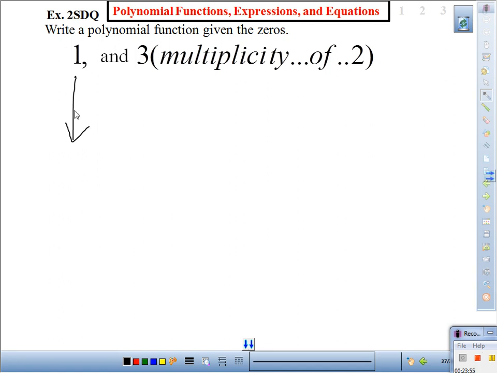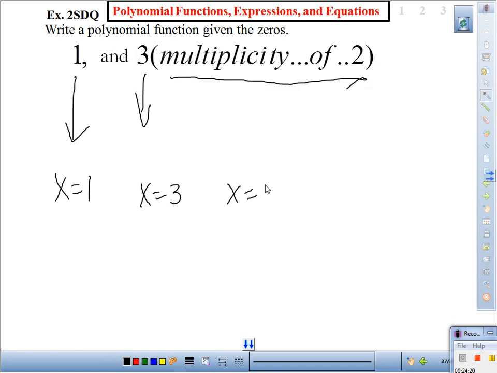Here it goes. What's my 0? x equals 1. What's my next 0? x equals 3. But if it says multiplicity of 2, that means that not only once, I need to write it twice because that's the multiplicity. That's all it means, that the number right before where it says multiplicity, we write it as many times as that says. Any questions? Okay, copy this at least so you can have that as your own notes.